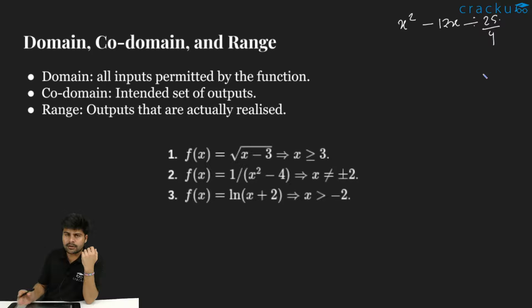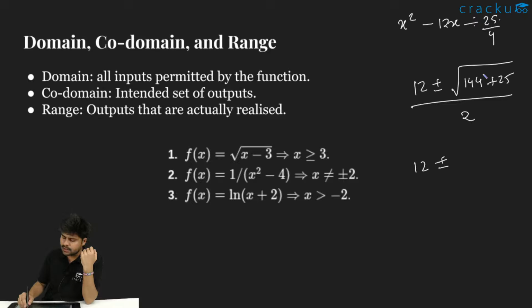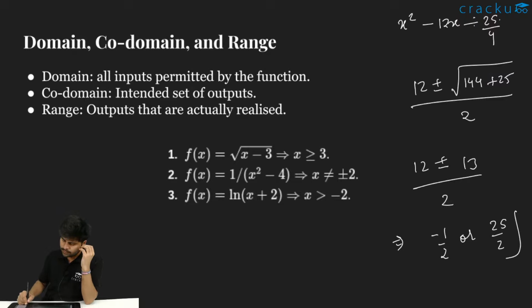So if we calculate the roots of this equation, what will come out? This will be 12 plus or minus the square root of b squared, which is 144, minus 4ac, which will be nothing but 25, divided by 2. This will be 12 plus or minus the root of 169, which is 13, divided by 2. This will be minus 1 over 2, or 12 plus 13, which is 25 divided by 2. So these are the roots of this quadratic. This can be written as minus 0.5, and this can be written as 12.5.